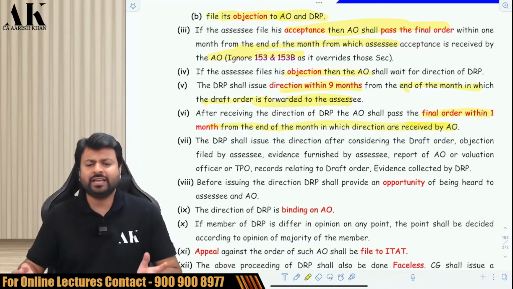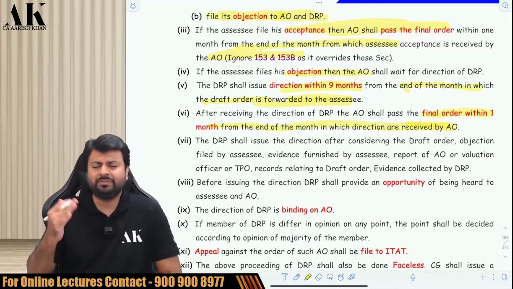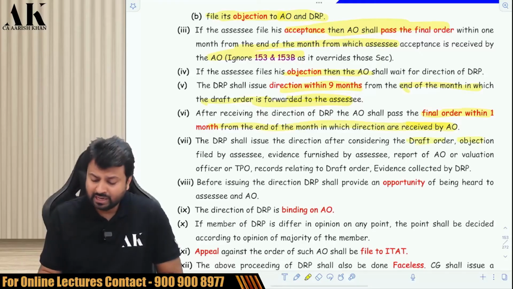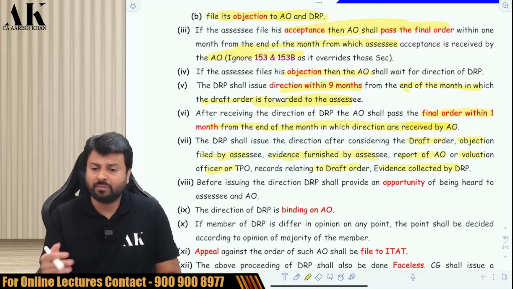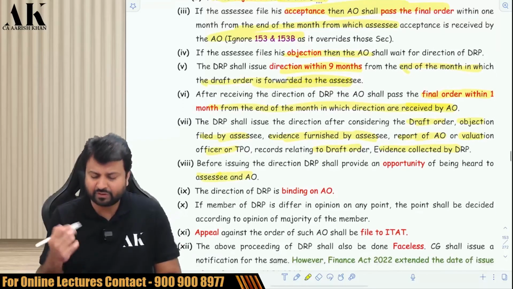Now, how will the DRP pass the order? How will the DRP issue the direction? DRP will issue the direction by looking at the draft order, the objection filed by the assessee, evidence furnished by the assessee, report of AO, evaluation officers, draft evidence, etc. All these things will be considered. DRP will give an opportunity of being heard to the assessee and AO, obviously, before passing the order.